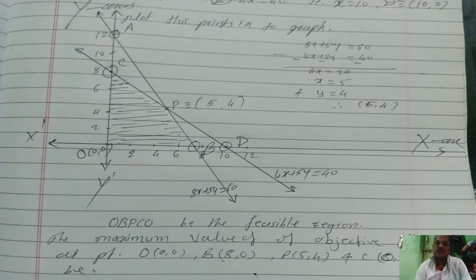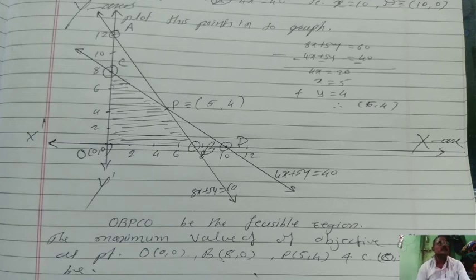We have to get y is equal to 4. Therefore the coordinates of the point of intersection P of these two lines is (5, 4). Then we have to get point P of feasible region O, B, P, C. The next step will be to calculate the maximum value of the objective function Z.